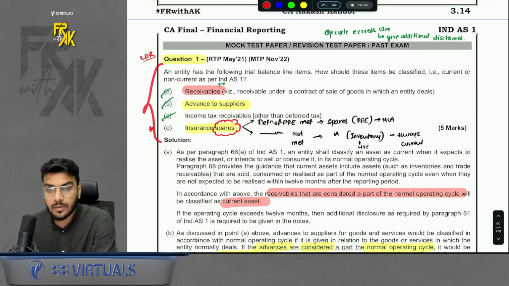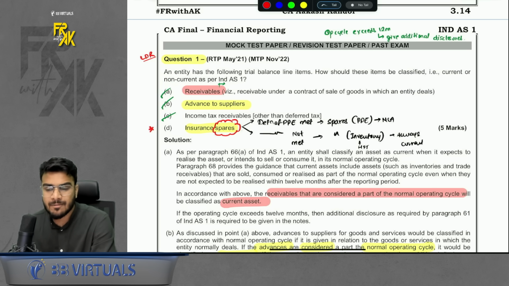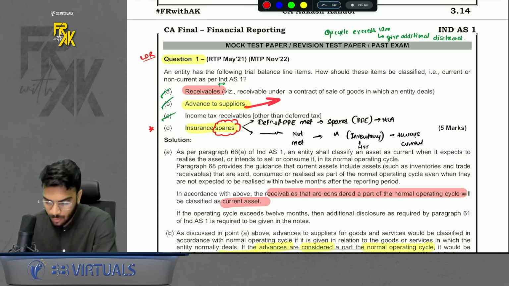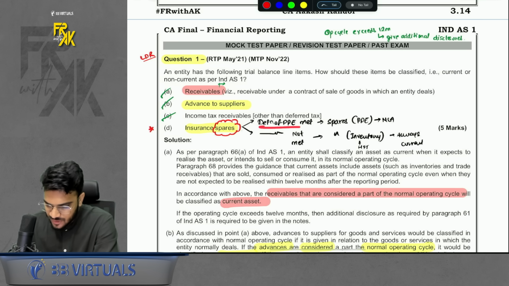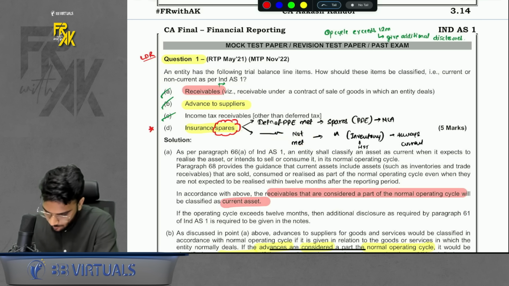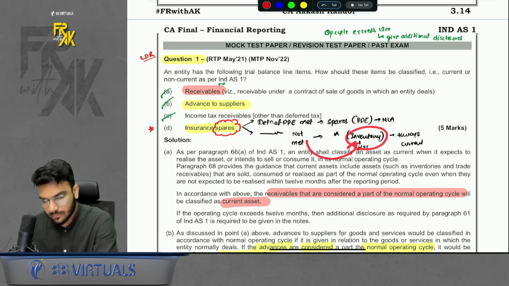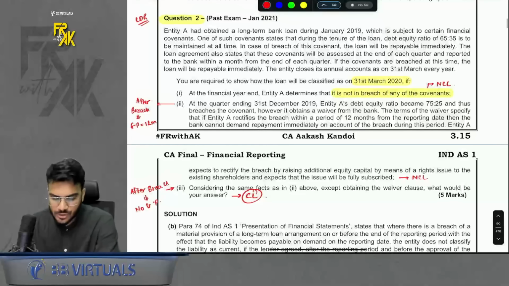Okay, question number 1. So again we have to classify whether current or non-current. Receivables normally fall due within the operating cycle, so current. Advance to suppliers, again they will fall due within the operating cycle, current. Income tax receivable, give a diplomatic answer: if receivable within 12 months, then current, otherwise non-current. Insurance spares. This is linked to Ind AS 16. For spares, in Ind AS 16 we read one point: if the definition of PPE is met, then spares will be non-current. If the definition is not met, then it will meet the definition of inventory. Then inventory is always current. Do remember that.